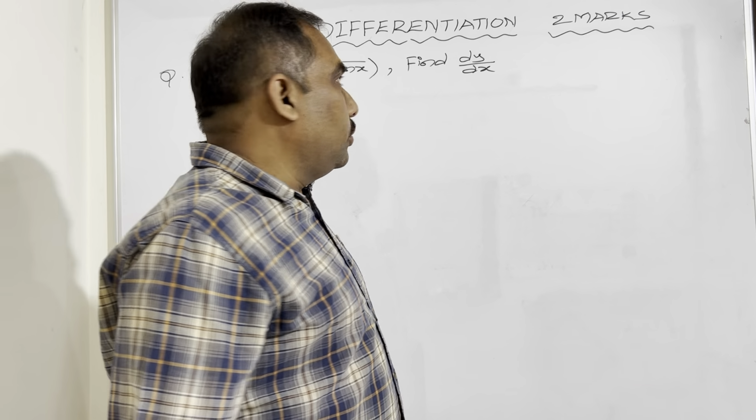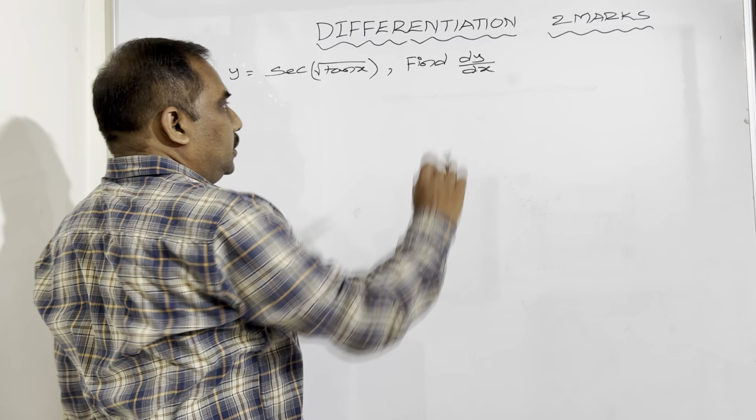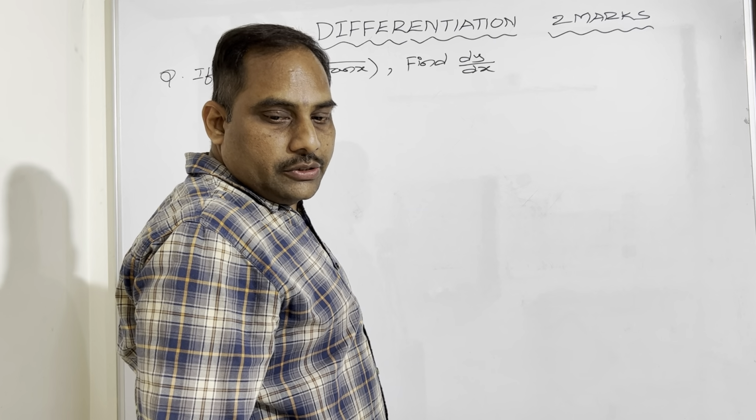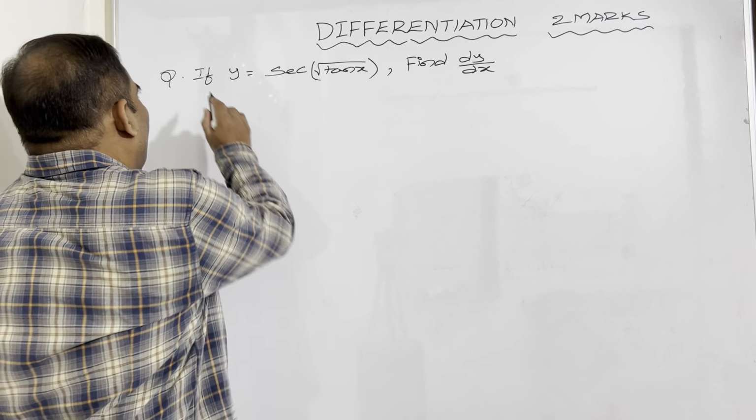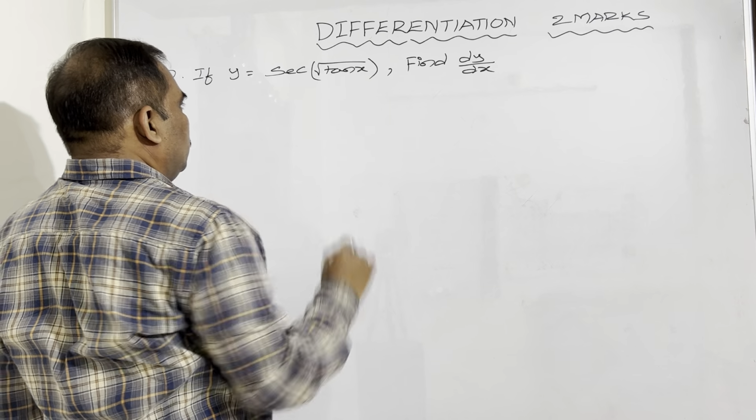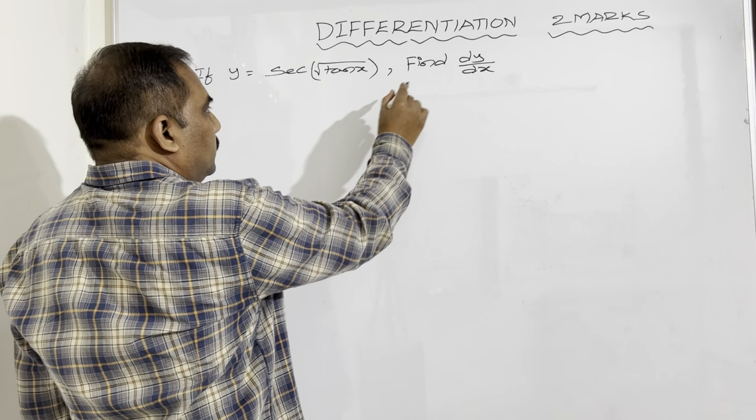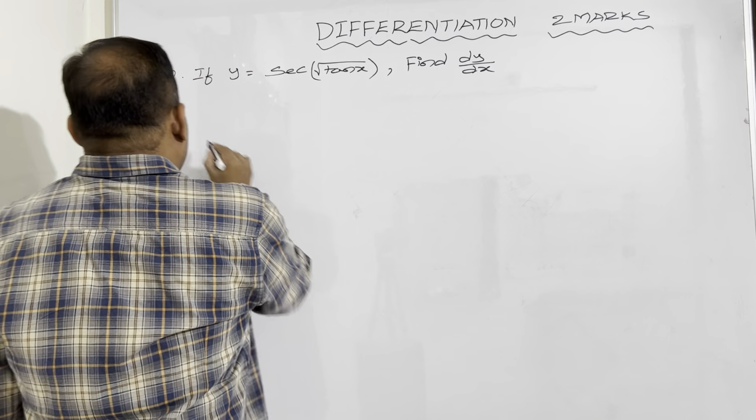In this video, we are going to discuss differentiation, 2 marks, previous year's questions. Question: if y is equal to secant of root tan x, find dy by dx.